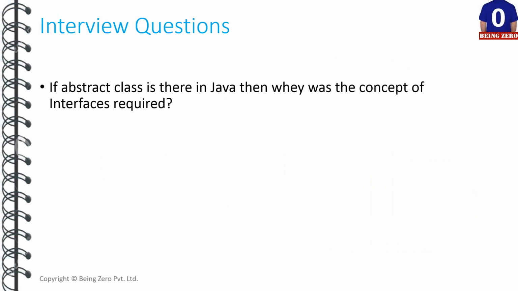But a class can implement more than one interface. That is allowed in Java. So interfaces serve the purpose of multiple inheritance indirectly. That is the main reason where interfaces and abstract classes differ.